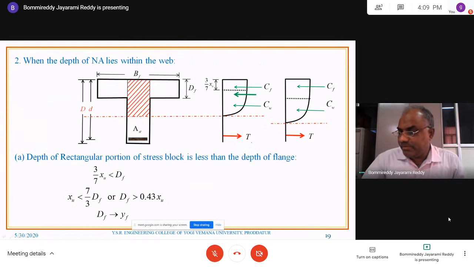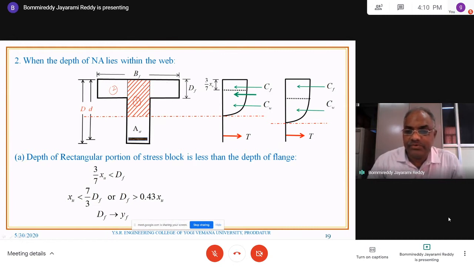And another case is when the neutral axis lies within the web. If the neutral axis lies in the web, we are considering two different parts. The first part is the concrete of the simple web section. You can see that it is a web section because it is the same as singly reinforced concrete. Another part is the flanges on either side.